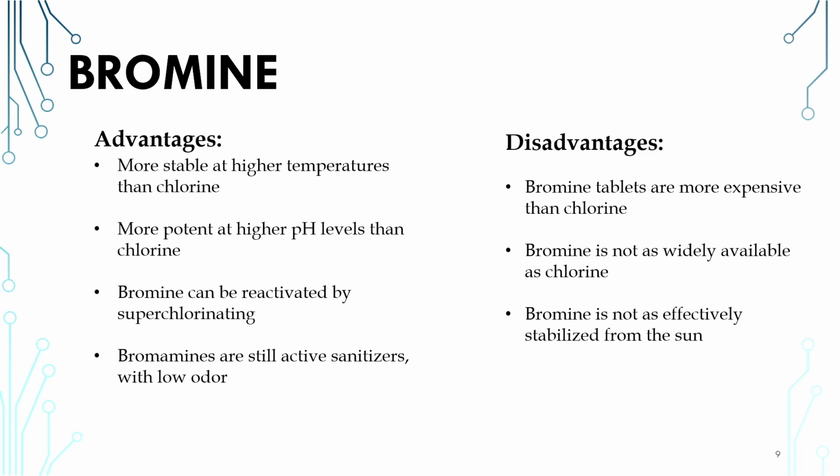Some advantages and disadvantages of bromine. Advantages are it can be more stable at higher temperatures than chlorine. It's more potent at higher pH levels than chlorine.